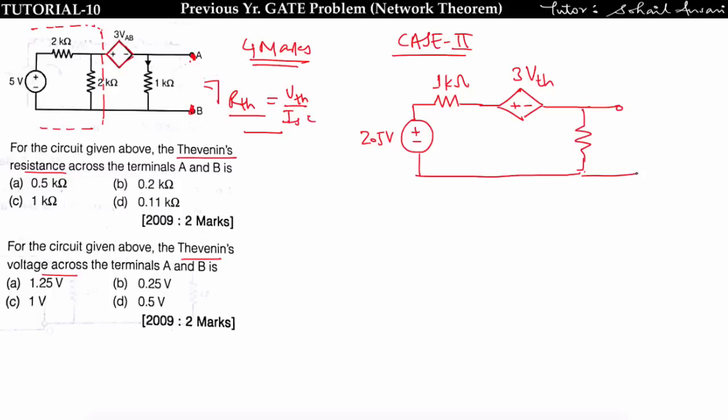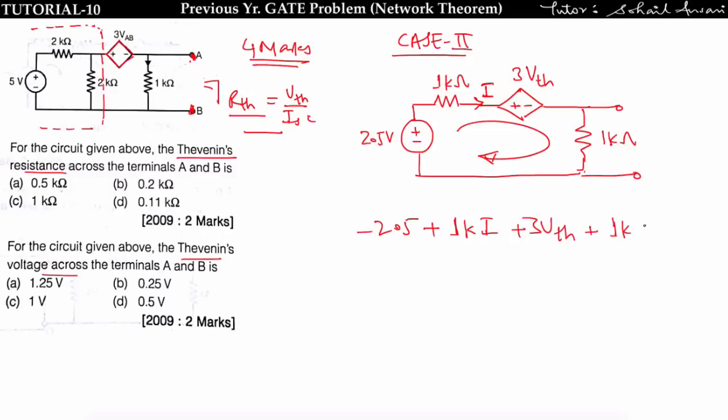Now my circuit will be like this. This is my 1 k ohm. Now apply KVL here in clockwise direction. Let us suppose some current I is flowing. Okay, minus 2.5, I am moving from here, minus 2.5 plus 1k into I plus 3 times VTH plus 1k into I is equal to 0.